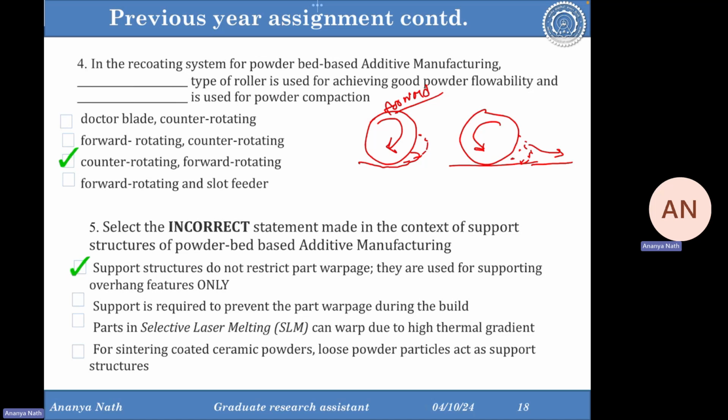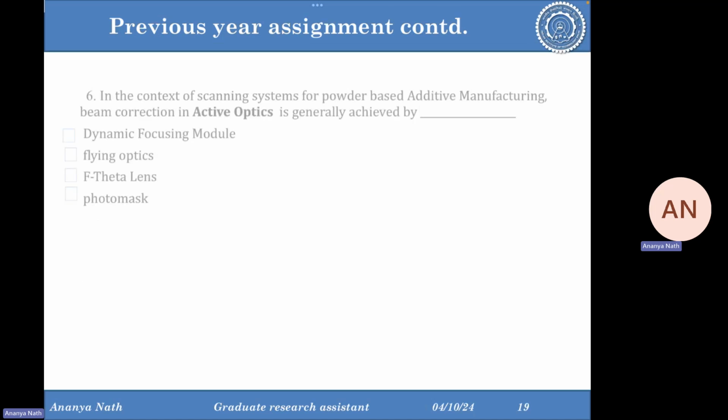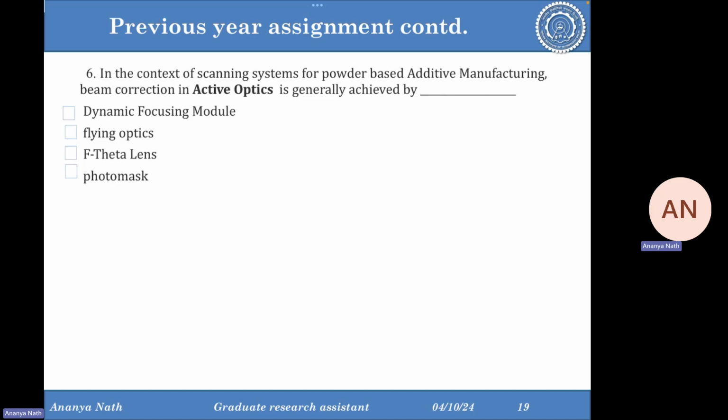For sintering coated ceramic powders, loose powder particles act as support structure. So yes, in case of polymer sintering, we don't go for support structure because the sintered powders act as a support structure. So this is one big advantage of using sintering over melting, but the compaction in sintering is not that good. So obviously it's better to go for melting.